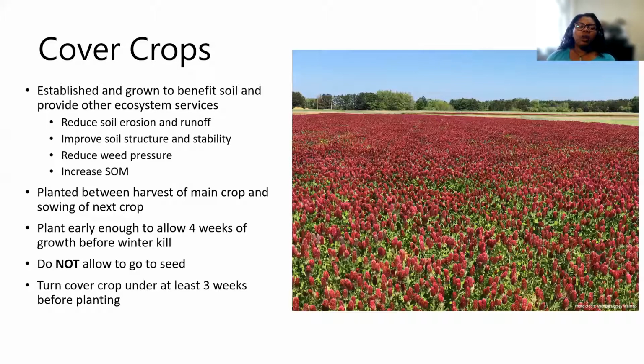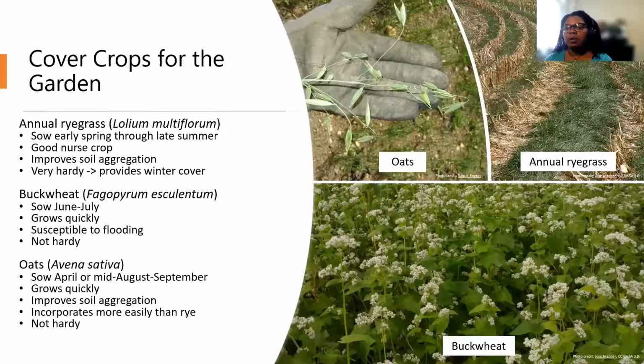And then finally, when you turn your cover crop under, when you incorporate your cover crop, you want to do it at least 3 weeks before you plant the area. You do not want to turn your cover crop under on Monday and then on Friday plant your crop. Don't do that. It's not going to grow as well. Give it some time to break down into your soil. So we're going to go over a few cover crops that are appropriate for garden settings. These can be readily accessed online, and many stores sell these cover crops.